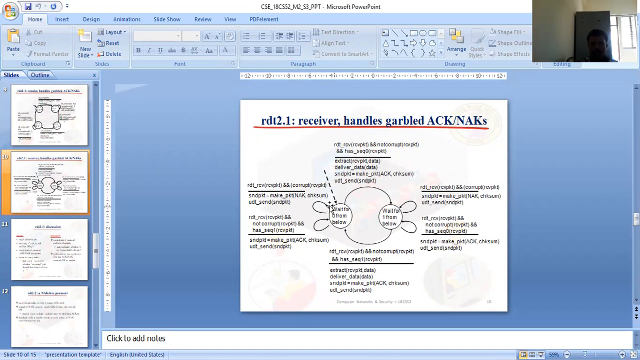This is the entire thing. That is wait for call from above, and that is wait for call from below. Those are the events that occur. Everything is explained very clearly. If it is a corrupted packet or not a corrupted packet, it is delivered accordingly. If the packet is corrupted, a negative acknowledgement is sent. If it is not corrupted, a positive acknowledgement is delivered back to the sender.